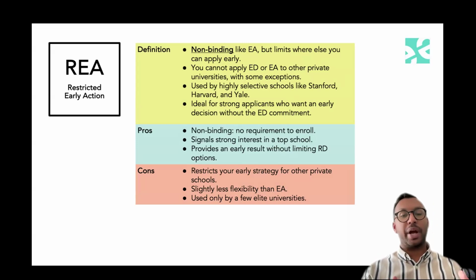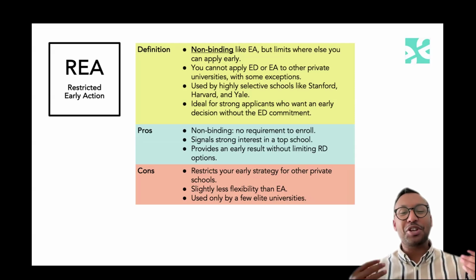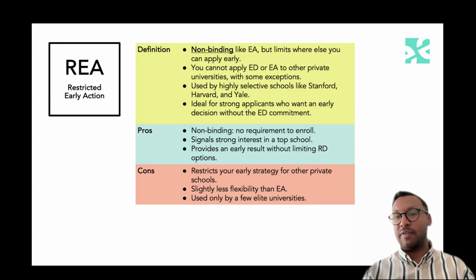And so this is where I'd say that the role of a counselor really comes into play. They would be able to guide you as a family through which restricted early action options make the most sense for you when considering the entire school list. And a lot of these decisions should not be made within a vacuum. You should be thinking about what is the entire application strategy and how can I leverage this particular round to my advantage.